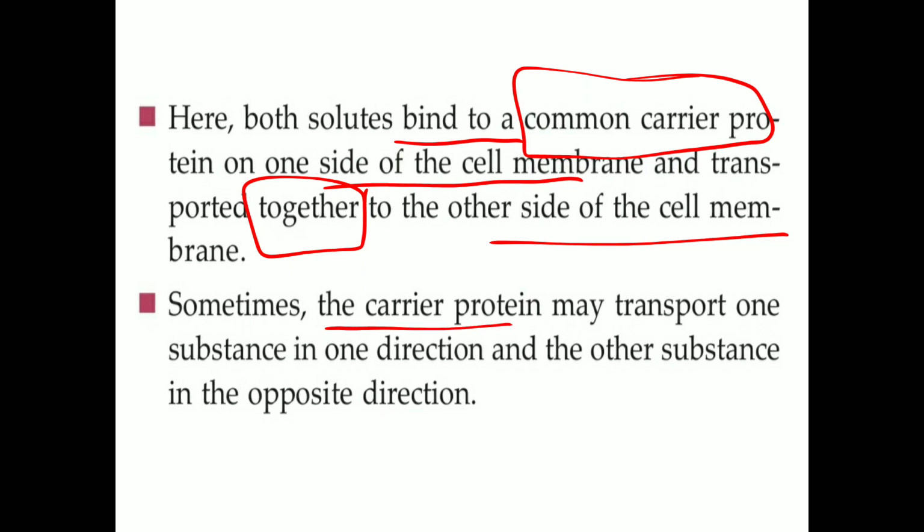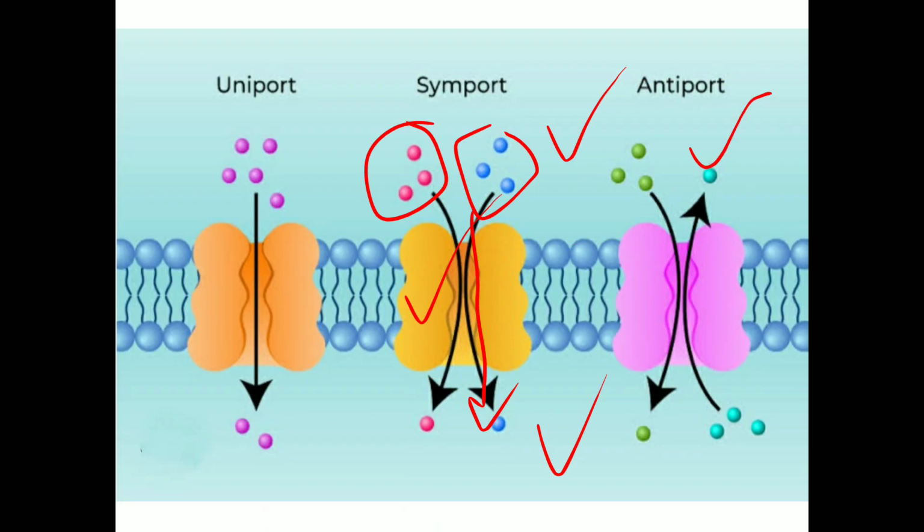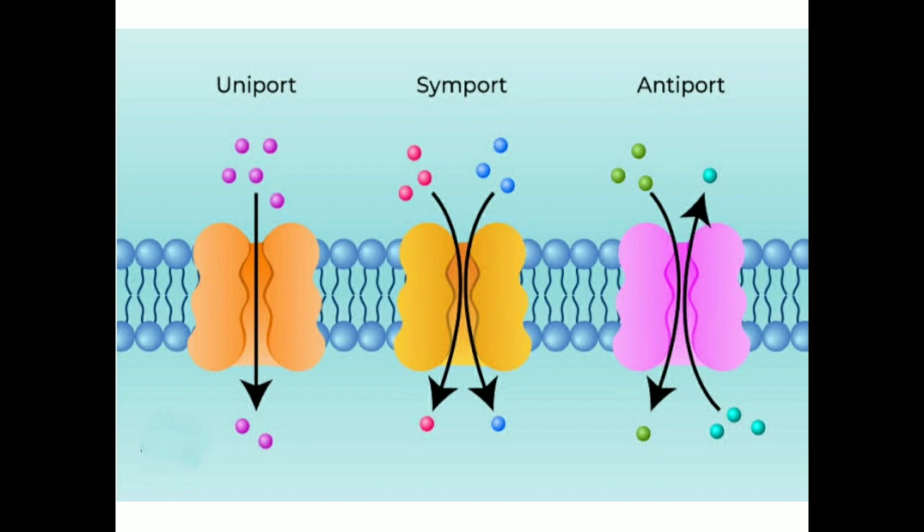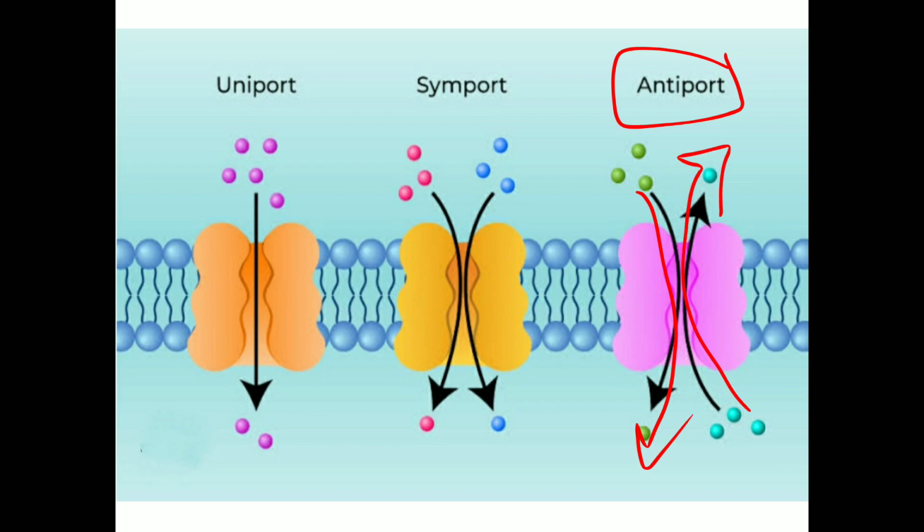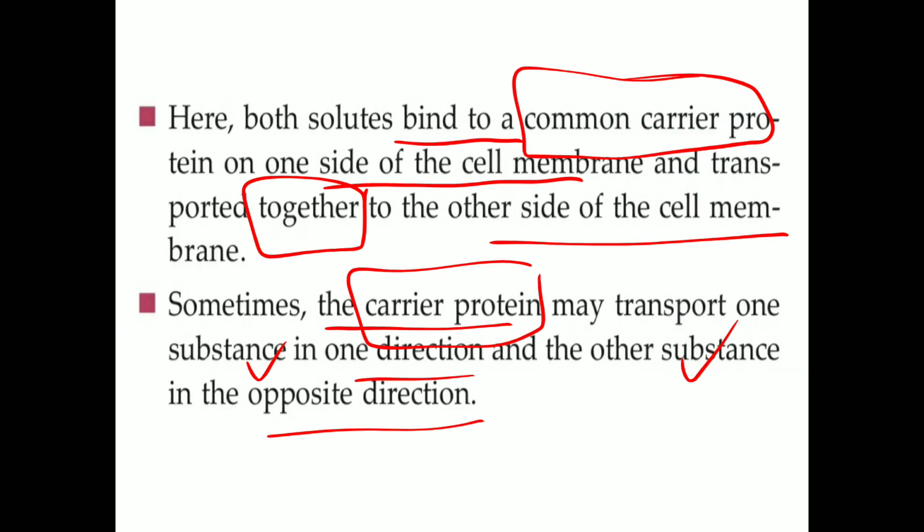And sometimes this carrier protein may transport one substance in one direction and the other substance in the opposite direction. You can see that in the diagram here. This one is antiport. Here this is an example for symport. Here two substances are being transported in the same direction. So in antiport, one substance is transported in one direction and the other is transported in the opposite direction. So this kind of transport is also possible.